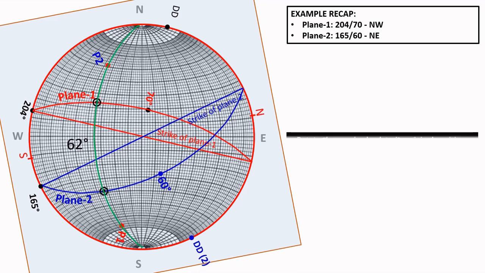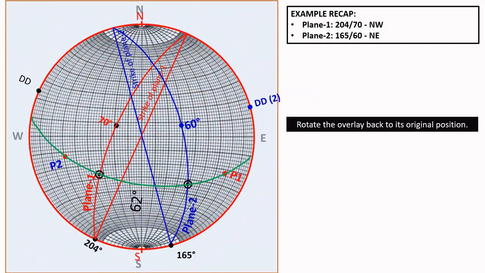Rotate the overlay back to its original position, and in this way you can determine the angle between 2 planes. This is the end of the model.